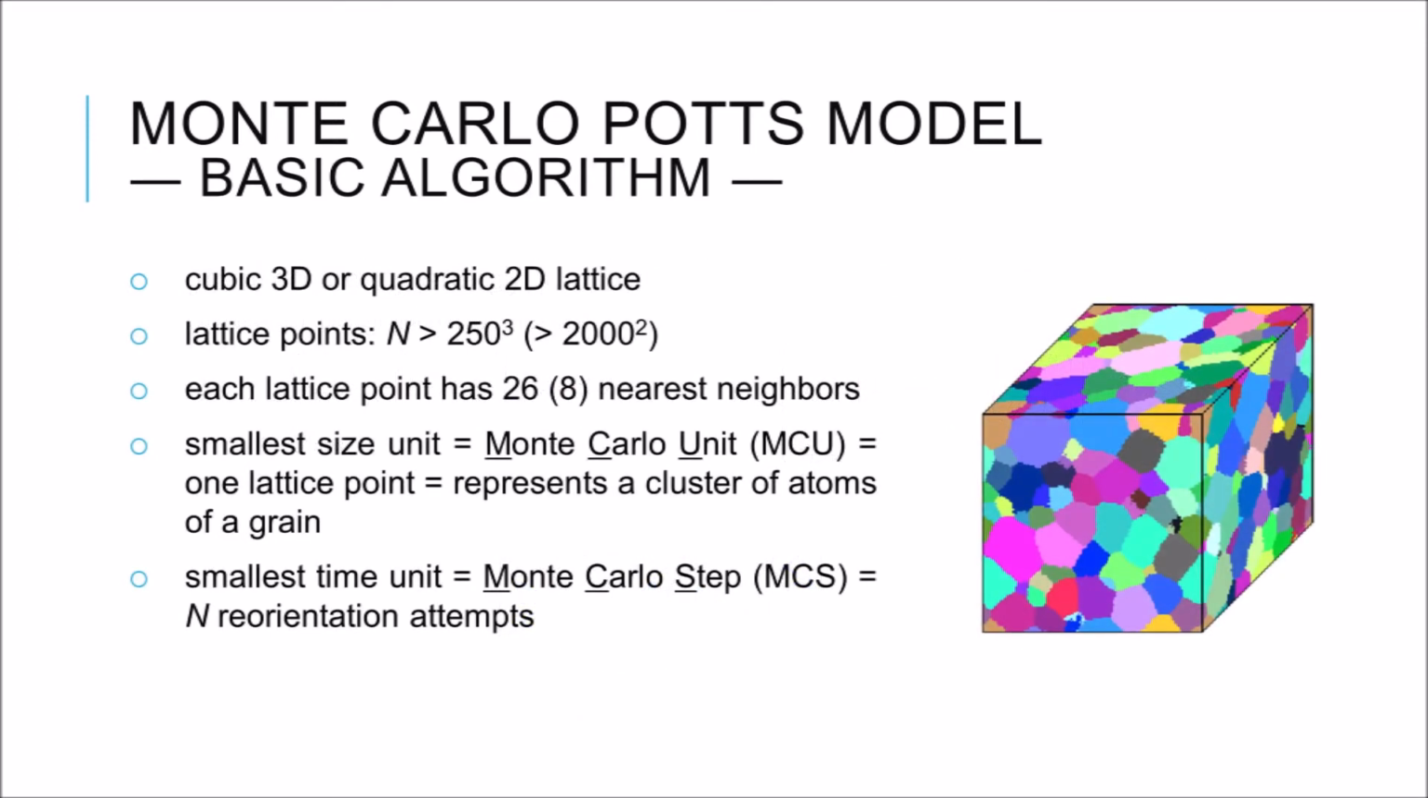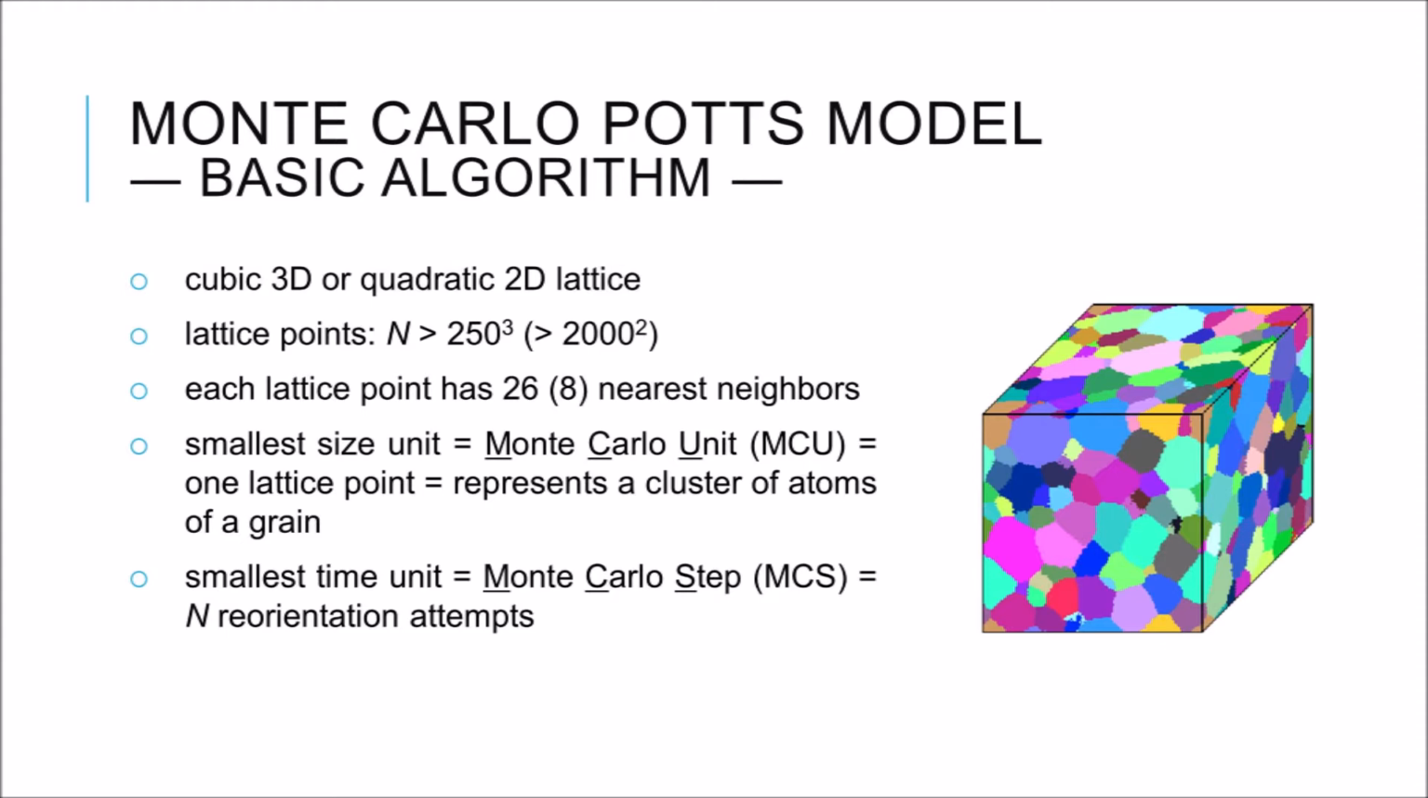After we have information about mobility and energy of the boundaries, we need to put down some basics for our simulation. What kind of lattice do we want to use? Because the Potts model is a lattice-based model. So what's easy to use is in 3D a cubic lattice or in 2D a simple quadratic lattice.